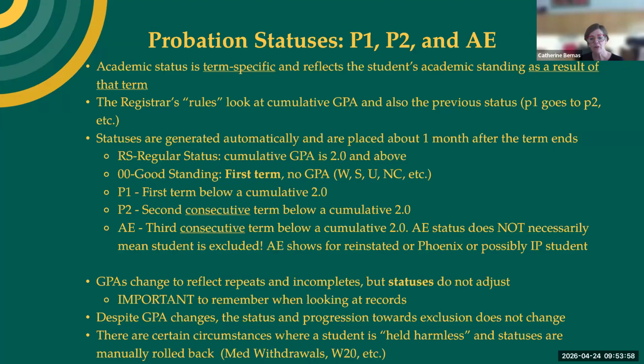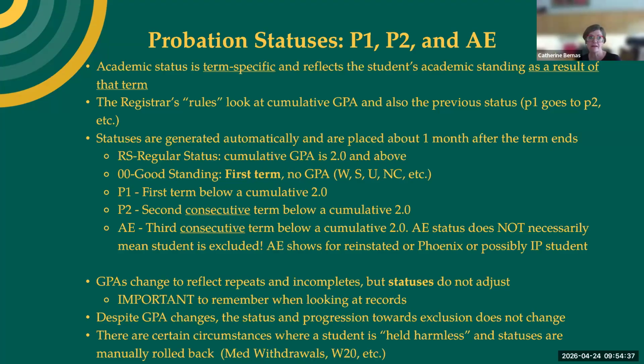Then you'll see a P1, which indicates the student's first term below a 2.0. So previous statuses have been on regular status, or if it's their first term and they don't have a previous status and they go below a 2.0, you'll see a P1. The next consecutive term below a 2.0, you'll see a P2. The third consecutive term below a 2.0, you will see an AE or academic exclusion status. The AE status is just that. It's a status. It does not necessarily mean the student is formally excluded from the university.